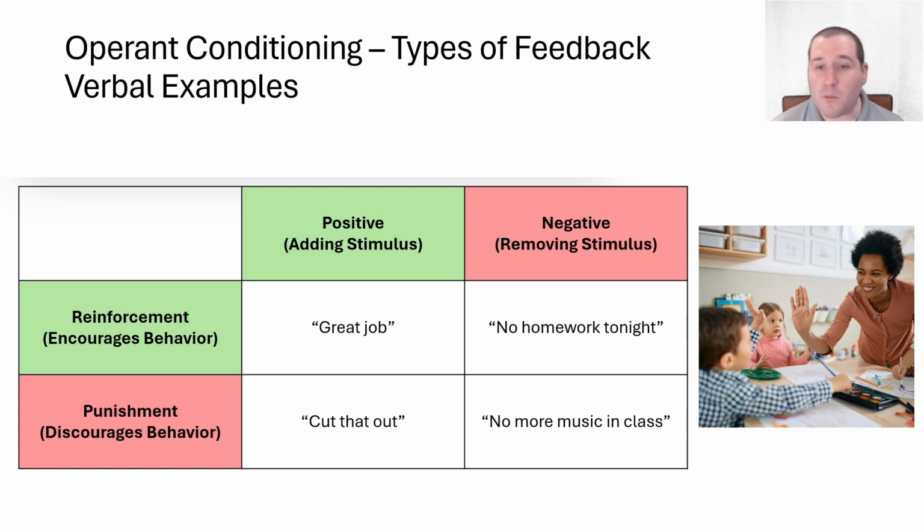Okay, we could also remove a stimulus to discourage a behavior. Maybe you let students listen to music in class if they're doing a good job. And you tell them, "You know what, take out your headphones. No more music today. You guys are not doing what you're supposed to do, so you're losing this privilege." We're taking away a privilege to discourage this behavior. That's an example of negative punishment.